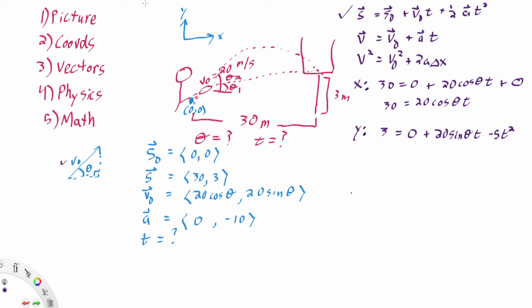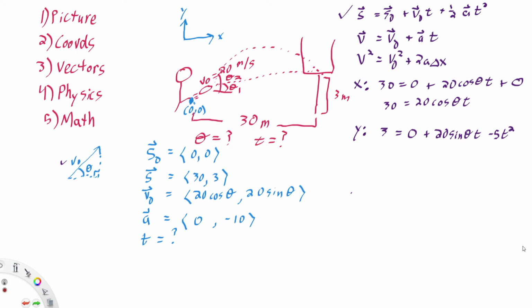Okay, we're done with step 4. That's all the physics. Now we just have to do some math. So we have two equations and two unknowns. So in principle, we can take one equation, solve for a variable, plug that expression for that variable into our second equation, solve again, get a number.